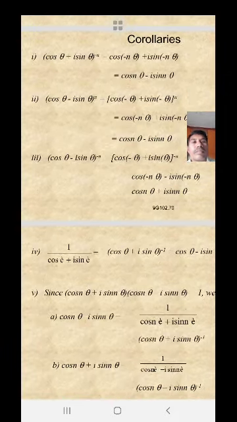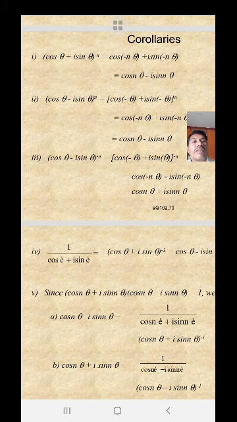Corollaries: corollaries means from the theorem statement, if we get other proofs or other formulas, like other statements based on that theorem, if we get more proofs or more statements or more properties, then those are called corollaries.